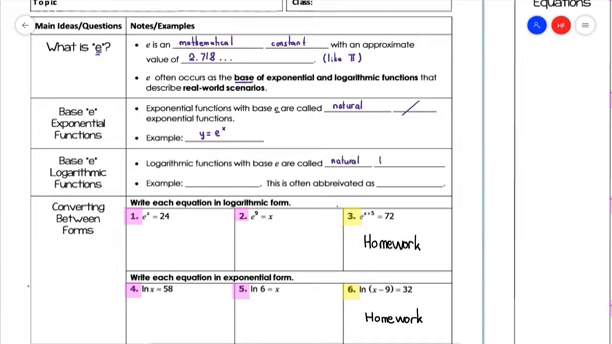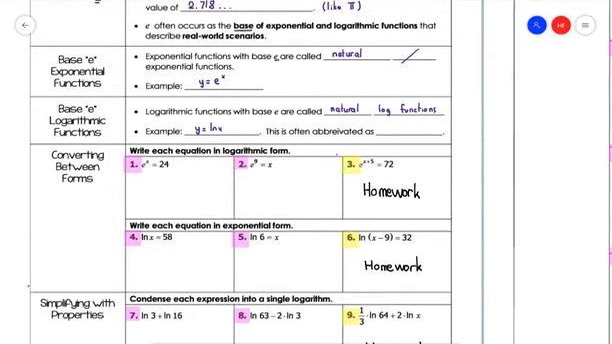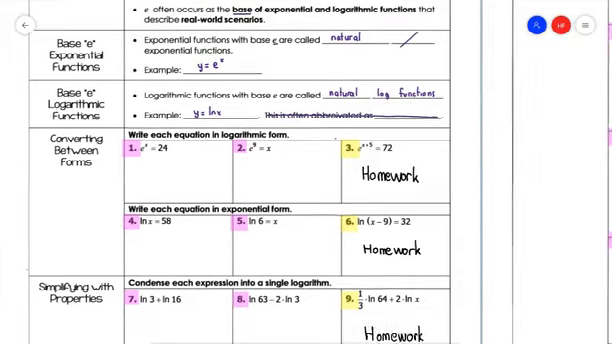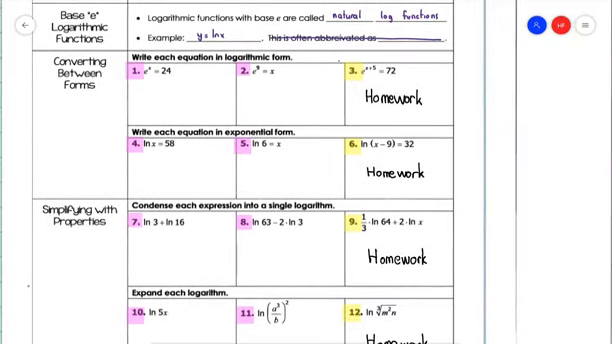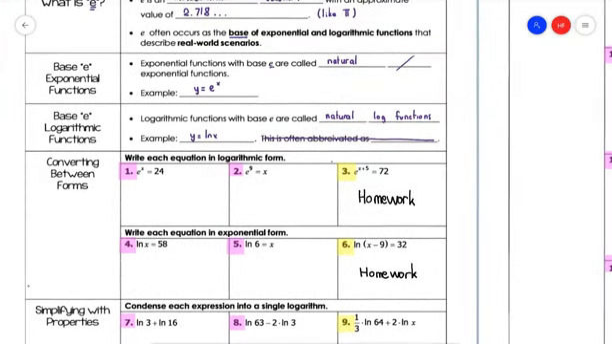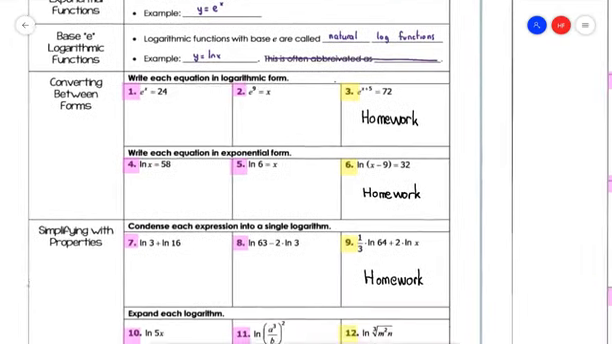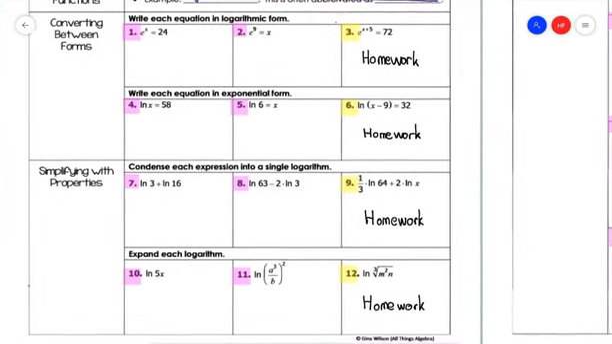And the logarithmic functions with base e are called natural log functions. And so an example of this would be y equals ln of x. And then we won't talk about the abbreviation. So ln of x is the go-to, and then y equals e to the power of x is our go-to.